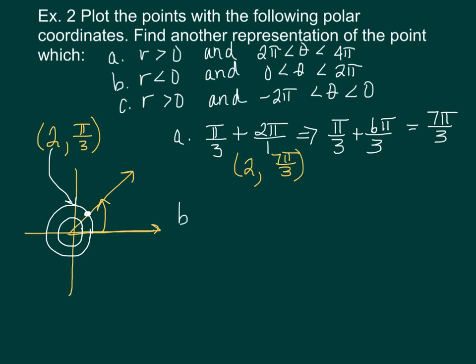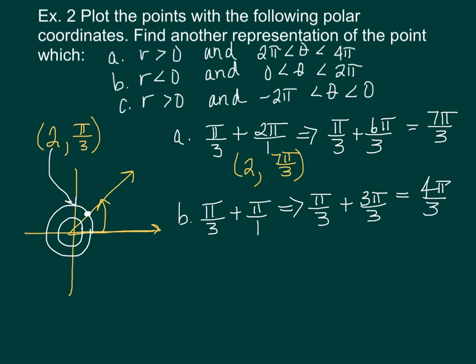Okay, B. Now they want r to be negative, and now they want theta to be in between 0 and 2 pi. So in order to do that, you're going to add 1 pi to the angle. And you'll do the same thing, get a common denominator. So my new ordered pair, because they wanted r to be negative, is going to be -2 and 4 pi over 3.